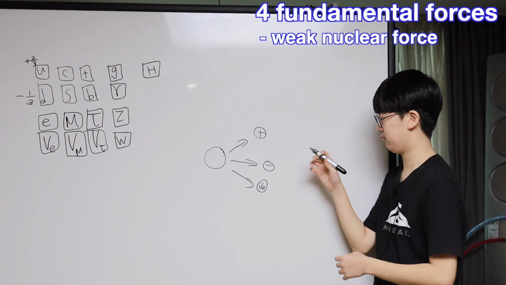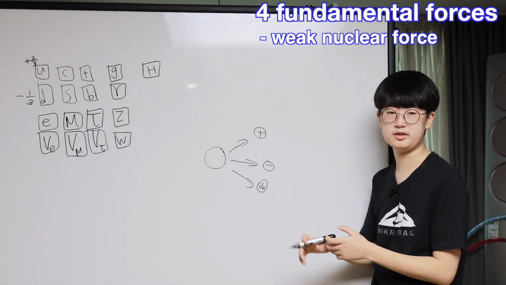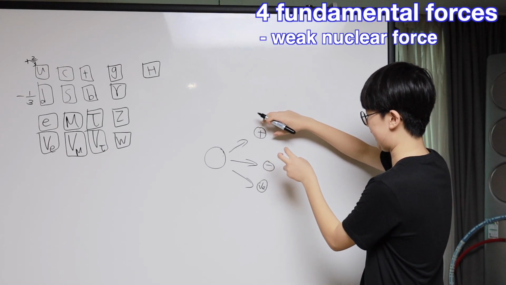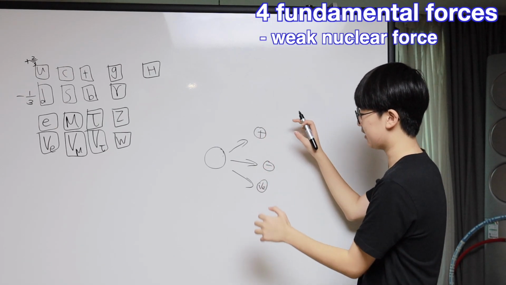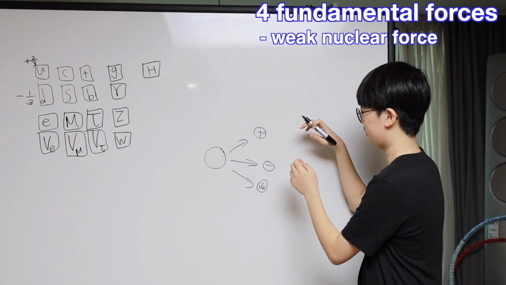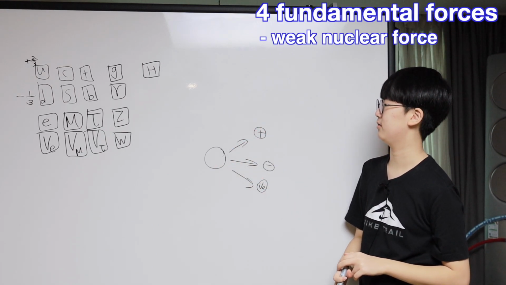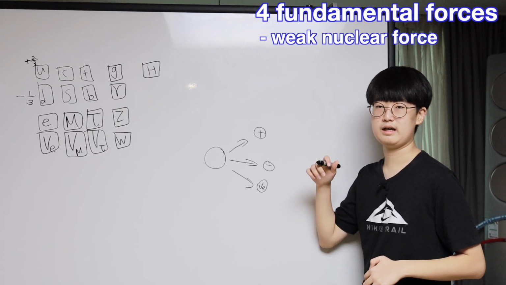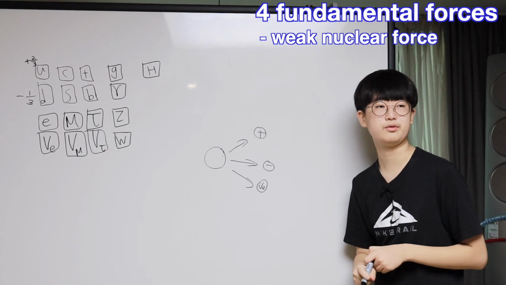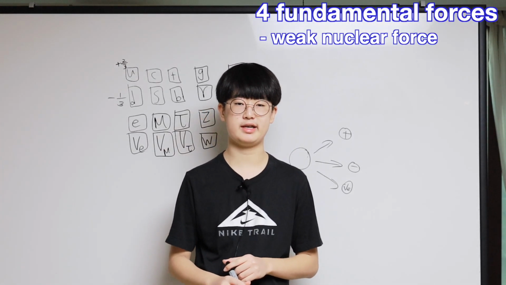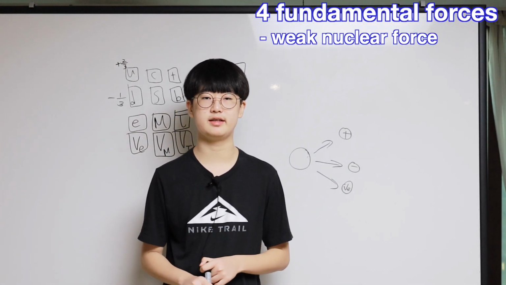I think what the weak nuclear force also does is that if you put a proton and an electron together, it gets formed into 1 neutron, and I think that's the doing of the weak nuclear force. That's about all that I wanted to explain in this video.